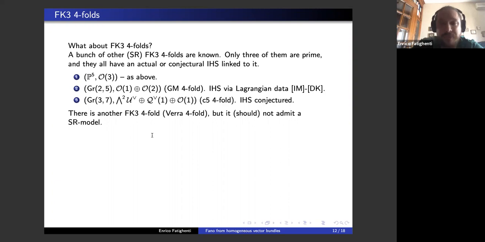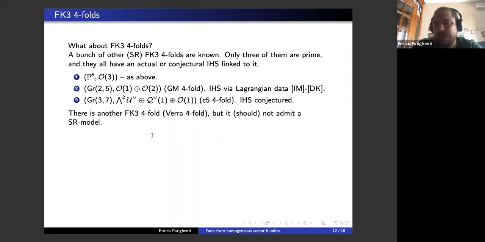And in fact, only 3 of them are prime, so their Picard rank is equal to 1, and they all have either an actual or conjectural IHS which is linked to it. So the first one, of course, not of index 1, but you do have the cubic fourfold. We already discussed this. And then another one, which is quite famous and quite well known, is the Gushel-Mukai fourfold. So what you do is you start from the Grassmannian G(2,5), and you cut it with a hyperplane and a quadric, so O(1) plus O(2).